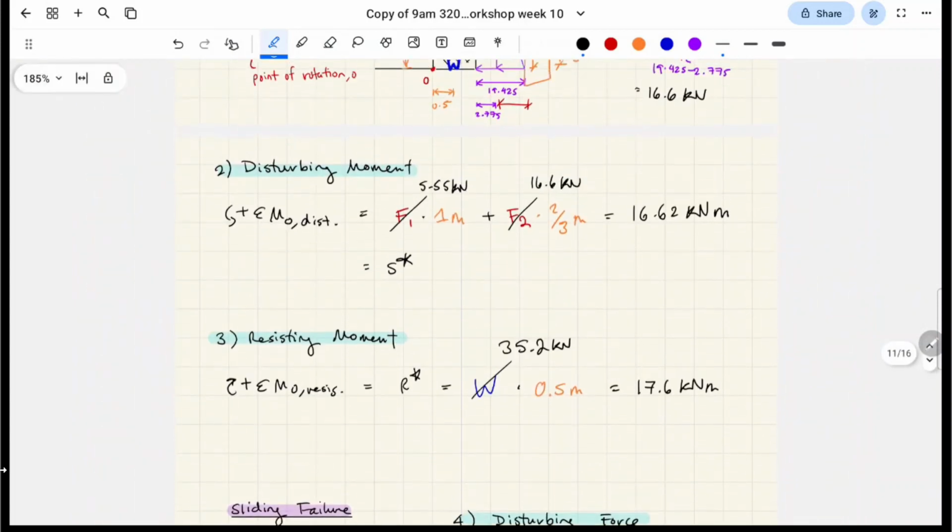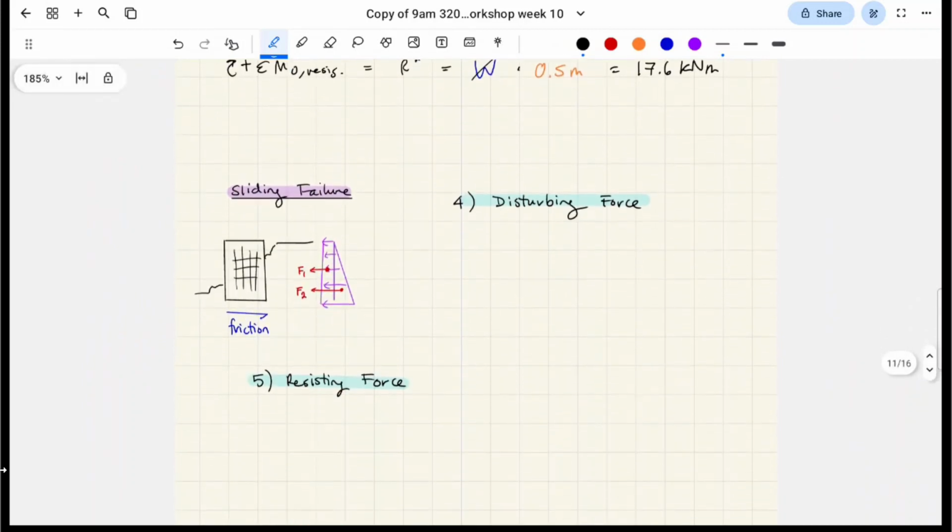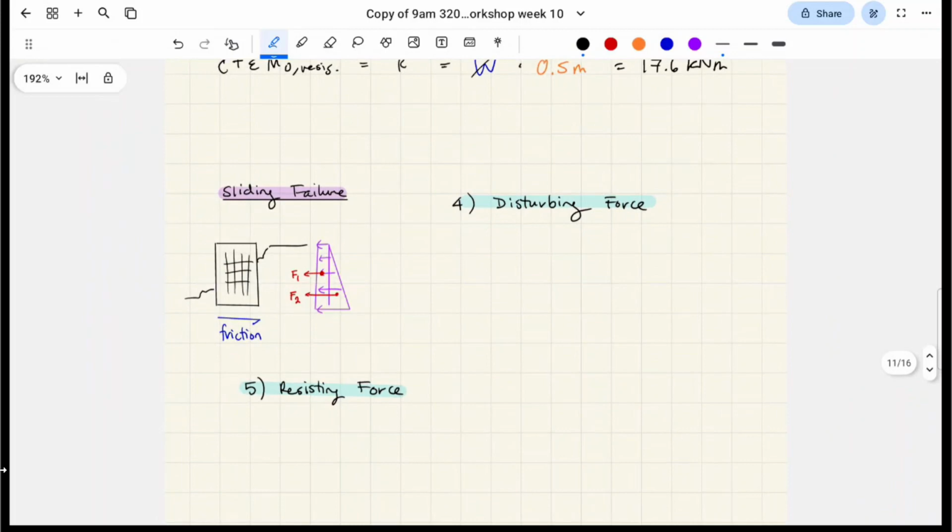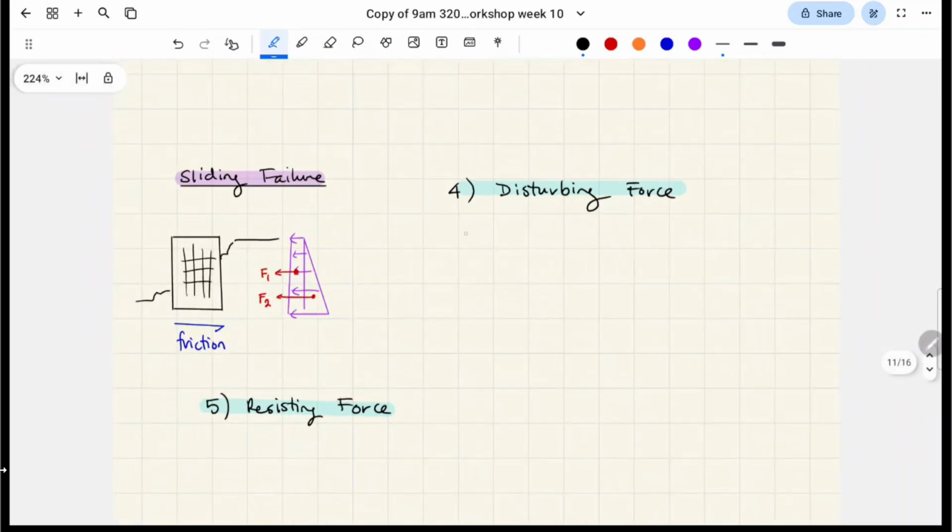Cool. So before we do our final check for overturning failure, I've decided to do the checks together at the end. We're gonna calculate for sliding failure. Right, so sliding failure, there's just a few things to note. Disturbing forces are calculated the way that you probably think they will be. That's just the sum of the forces going to the left in this case, right?